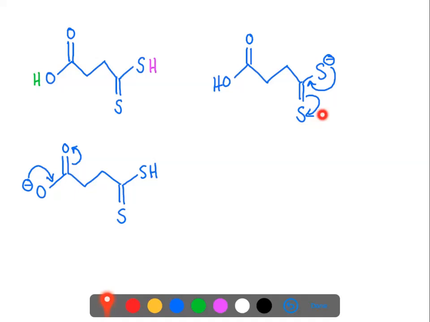So they both have resonance effects that help to stabilize these conjugate bases, but the main difference is the nature of the atom. So because this conjugate base is more stable than this conjugate base, this hydrogen atom would be considered more acidic. So that's the qualitative approach that we will use to describe the relative acidity of organic compounds.